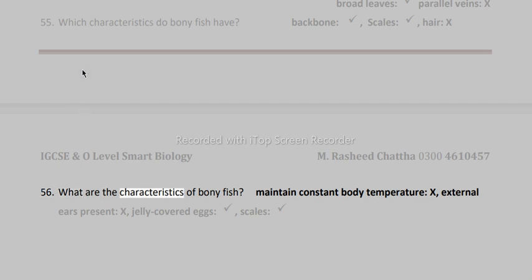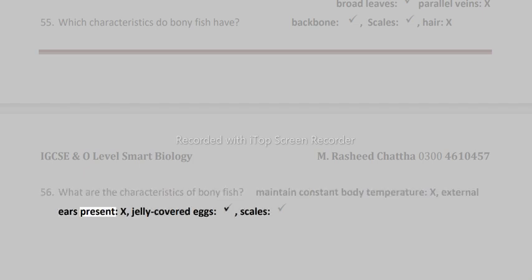56. What are the characteristics of bony fish? Maintain constant body temperature, X, external. Ears present, X, jelly-covered eggs, scales.